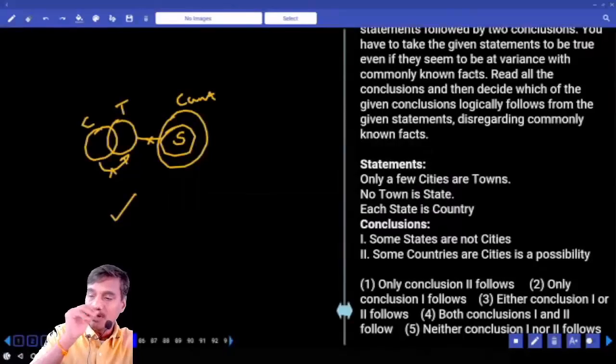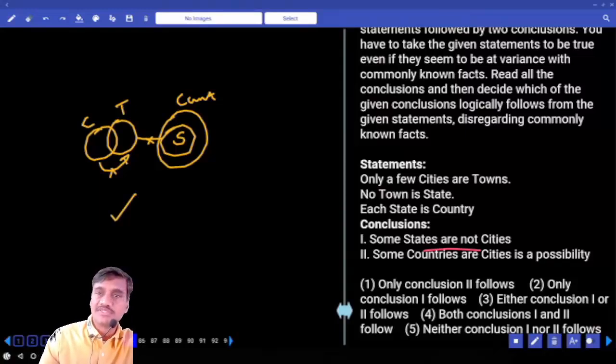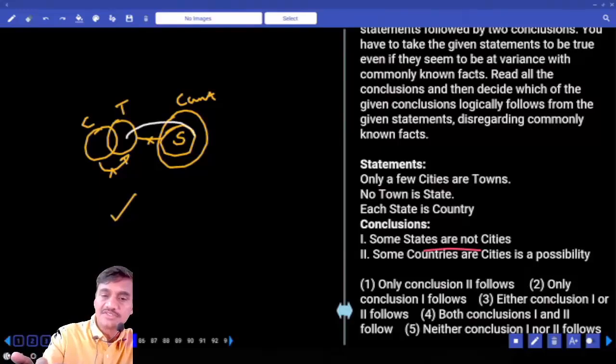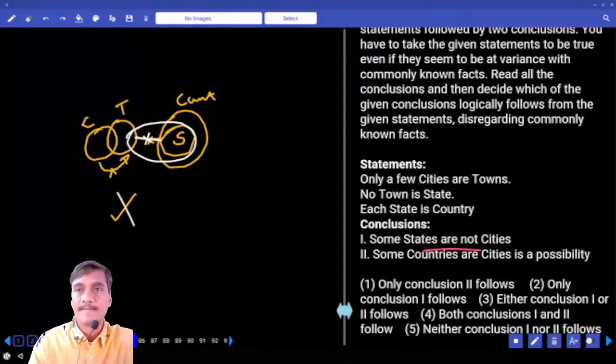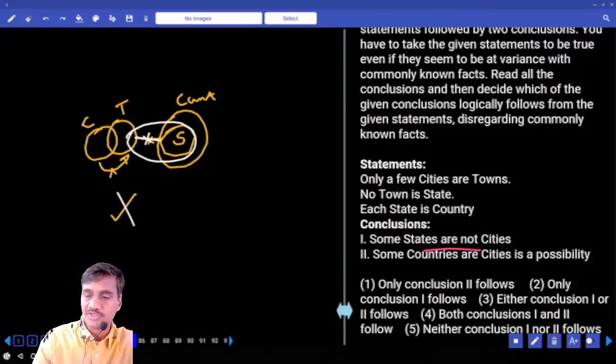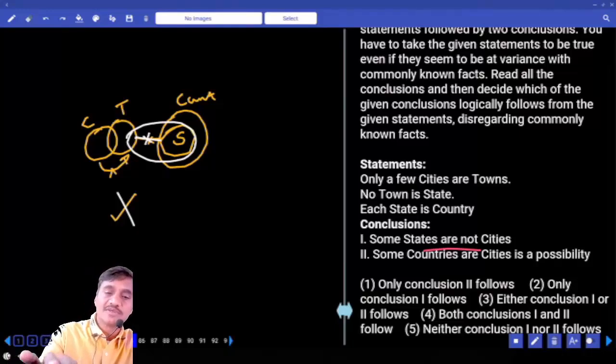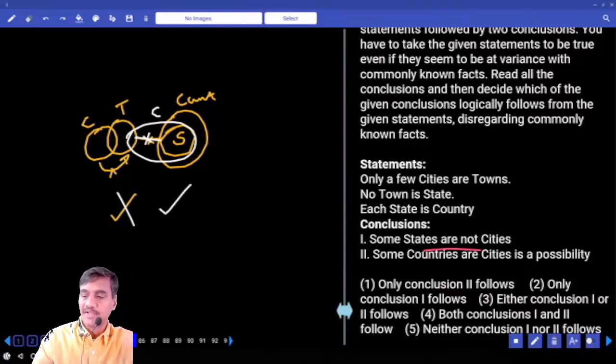now what should we do, tell me? Alternate diagram. Tell me, all states are cities. Can we draw all states are cities? Yes, we drew this city like this. All states are cities. Now town and state cannot be intersected, and now also I am not intersecting this one. Hence I have proven a case where all states are cities is true, so some states are not cities will be false. Clear? Alternate diagram true, previous conclusion false. Some countries are cities is a possibility. Now country and city can intersect, right? Yes, it is possible. So what is your answer? Only 2. Choice 1, question number 85.